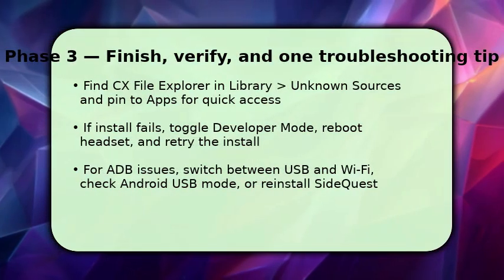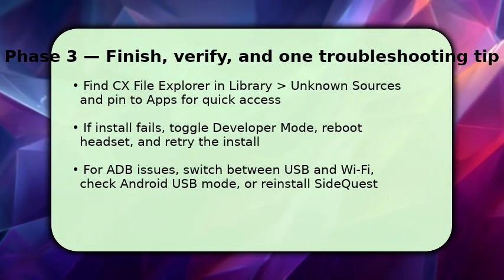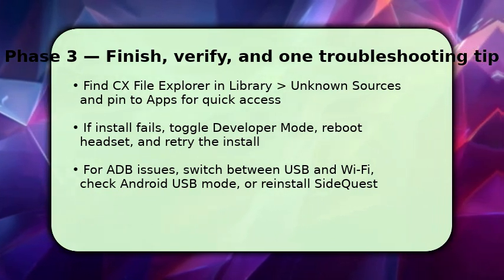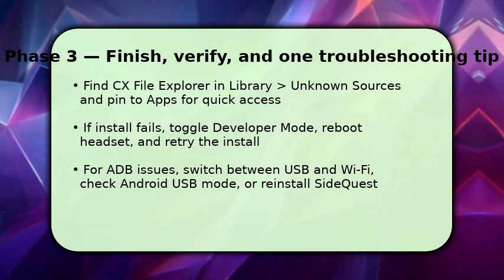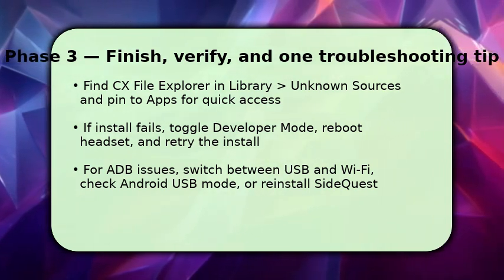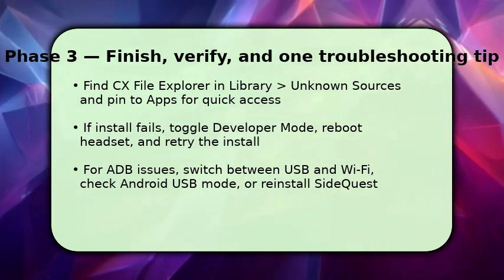To finish, open your library, choose Unknown Sources, and launch CX File Explorer. Then pin it to your apps for easy retrieval. If the install fails, toggle developer mode off and on, reboot the Quest, and try the installation again. This clears transient authorization issues.